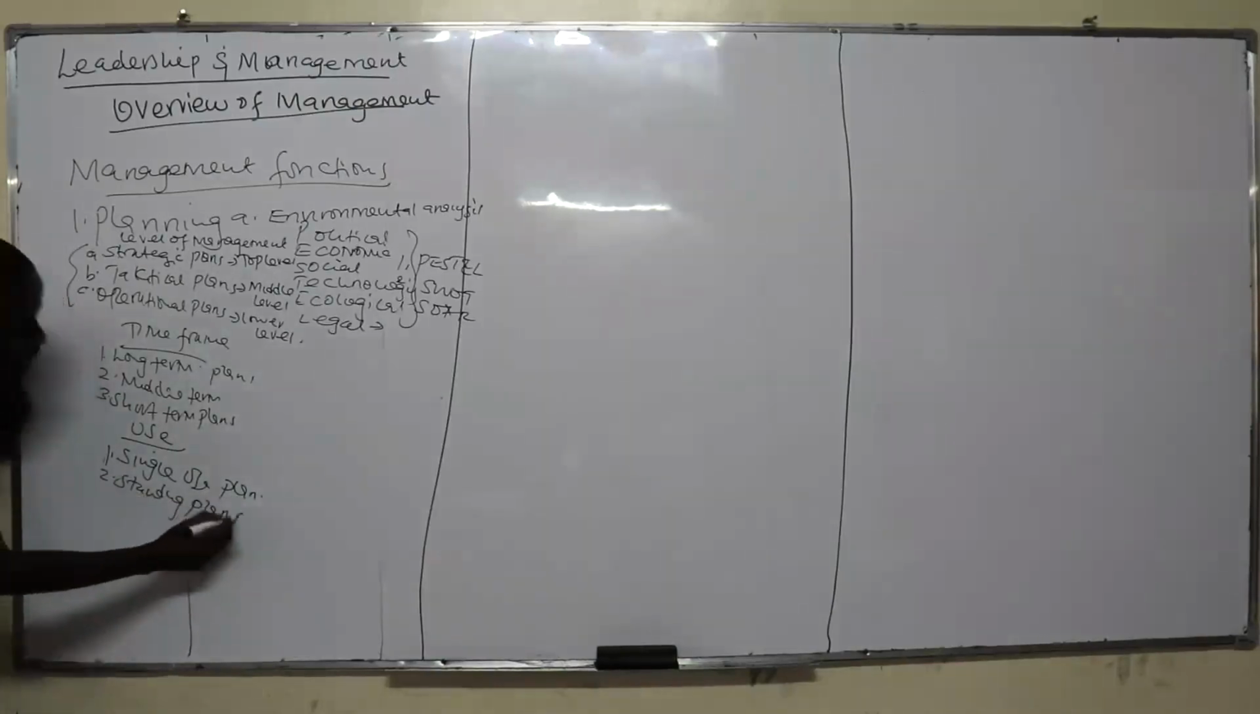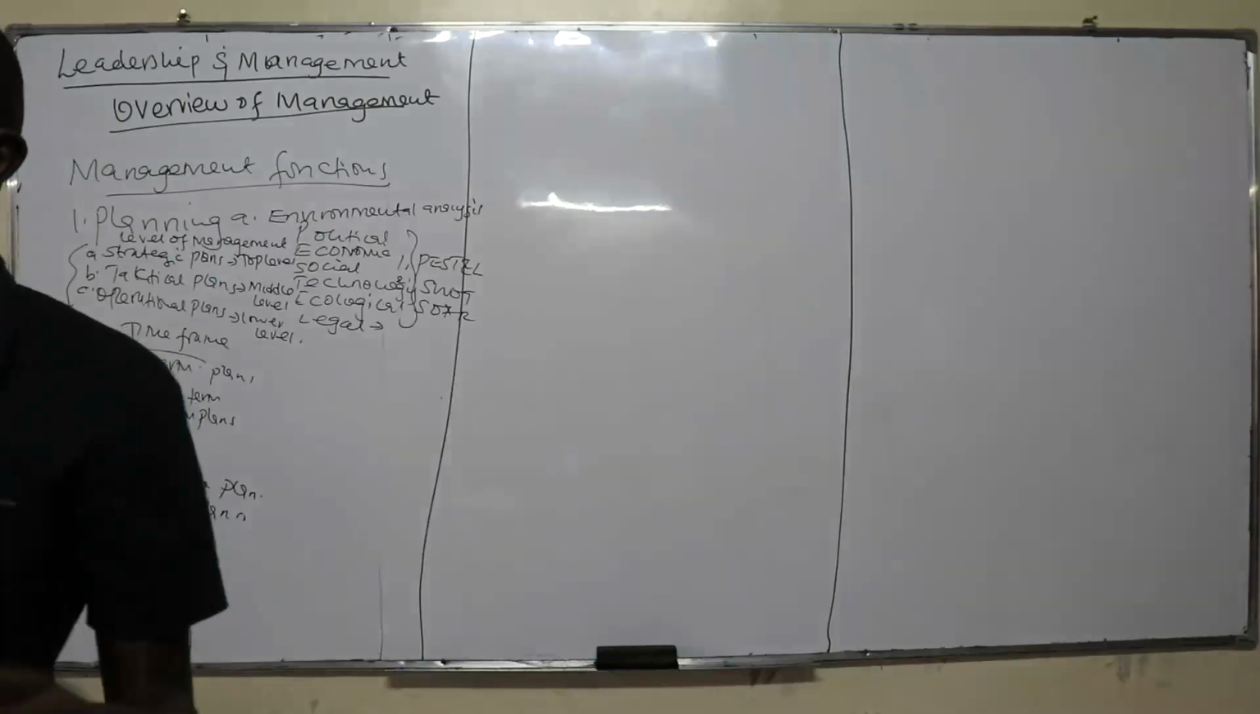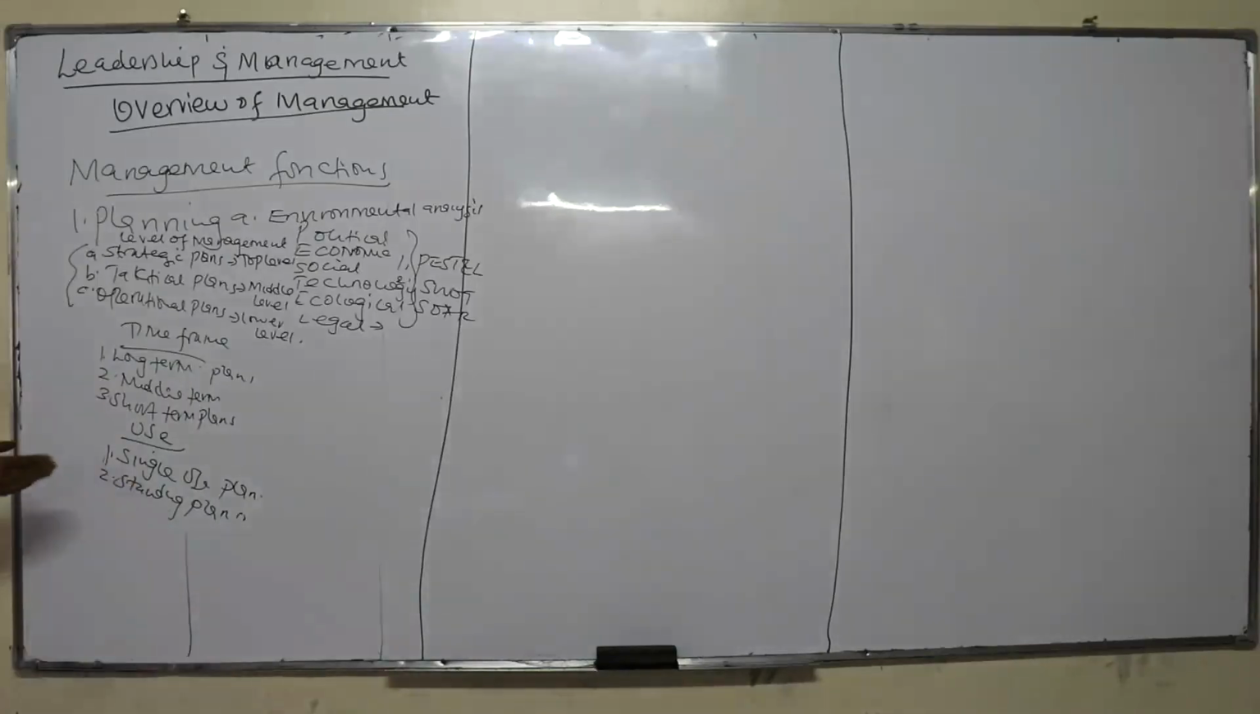But majorly the examiner will ask you, most of the questions you'll find, he will ask, give out 6 or 8 characteristics of strategic plans. Are you together? Give out characteristics of strategic plans, or he may tell you to distinguish between strategic plans and operational plans. Are we together?